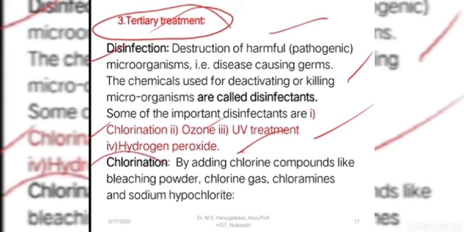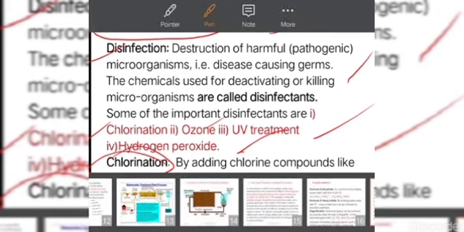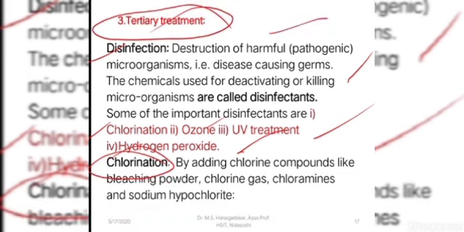Then what do we mean by chlorination? Chlorination means the addition of chlorine. Here, by adding chlorine or chlorine compounds, with bleaching powder as one of the chlorinating agents, or chlorine gas. When the water is treated with chlorine gas, the chlorine makes the dissolved organic impurities settleable. The settleable form of the water can be considered as part of the tertiary treatment process.